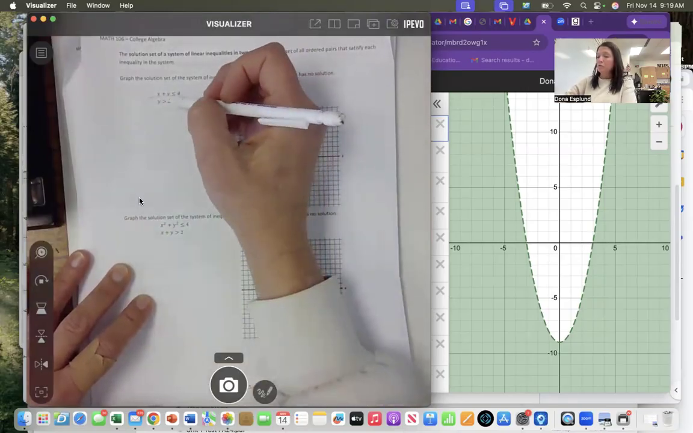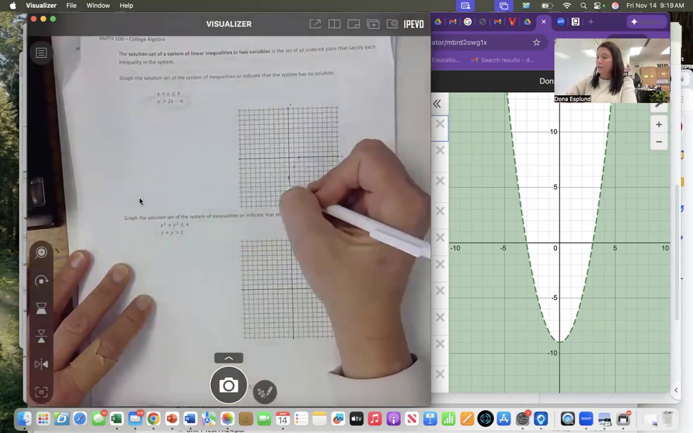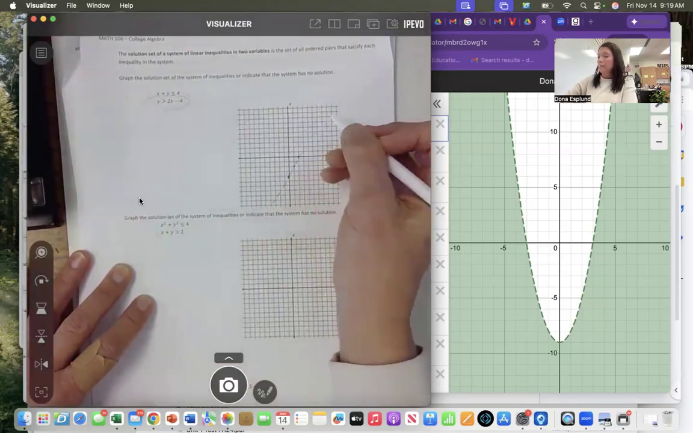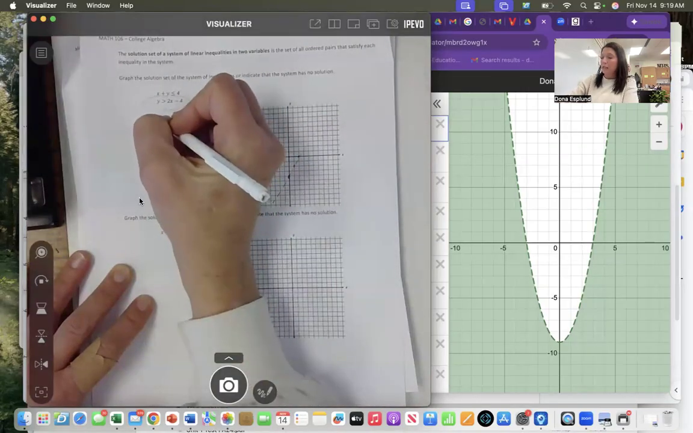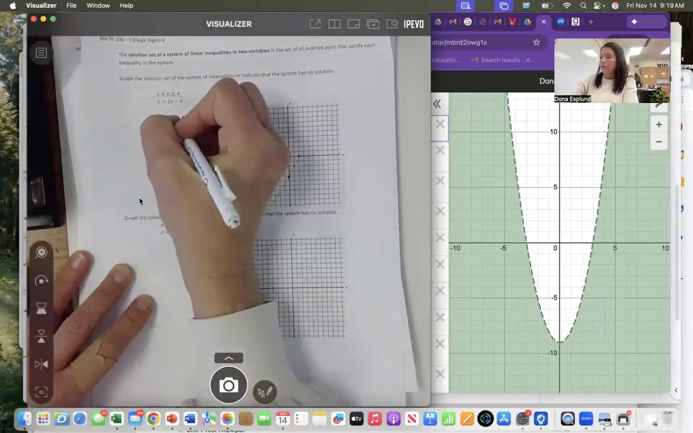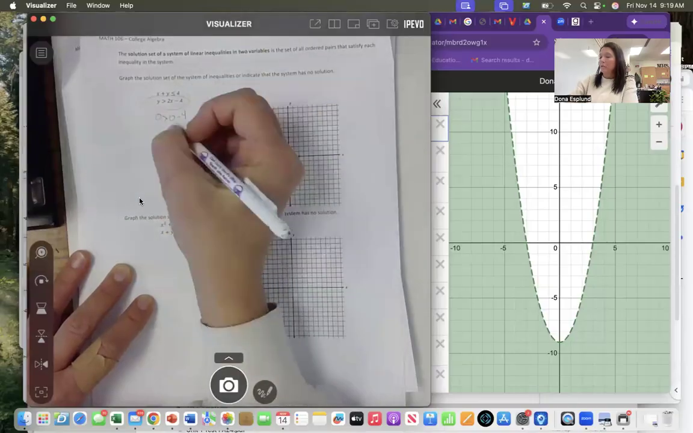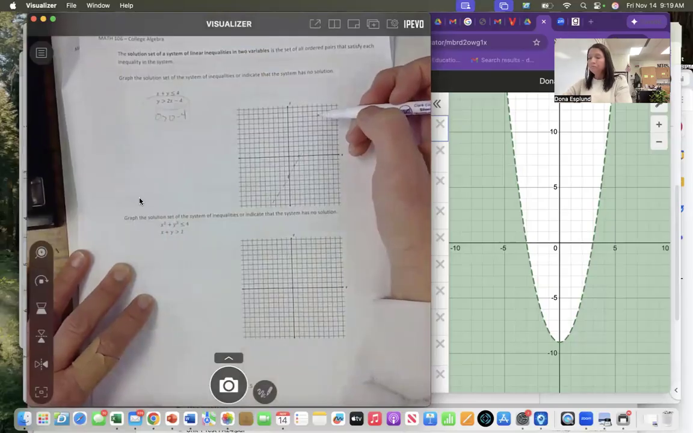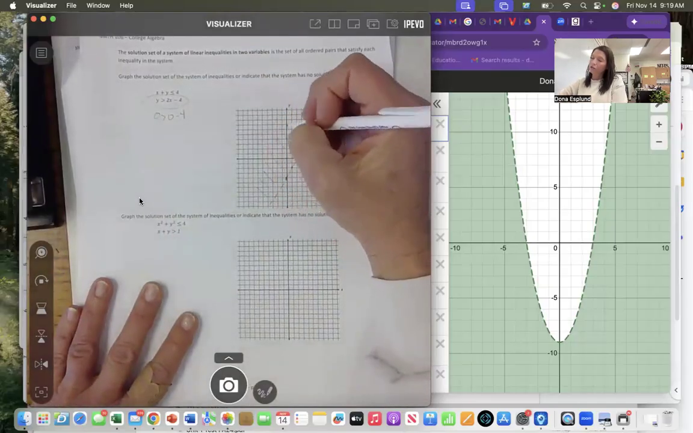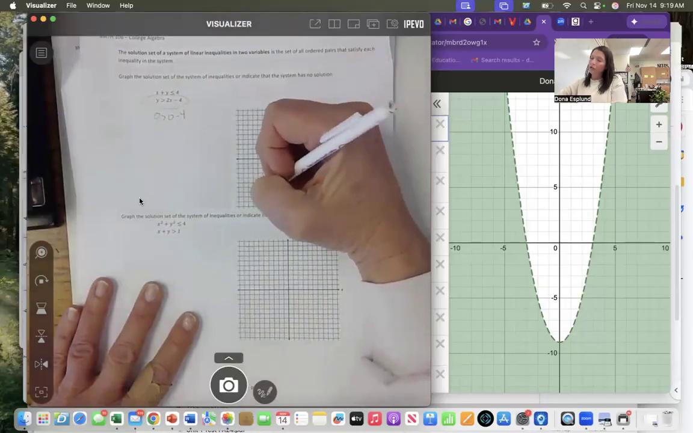It's going to be just greater than, so therefore I know I'm going to do what line? Good. Dash line. I'm also going to check for this one. I'm going to check it for 0. 0 is going to be greater than 0 minus 4. Is that going to be true? Yes. So I'm going to just shade this one, and then I'm going to shade my other one in a different color.